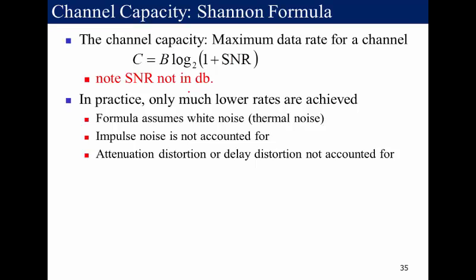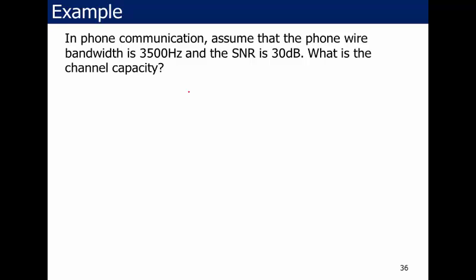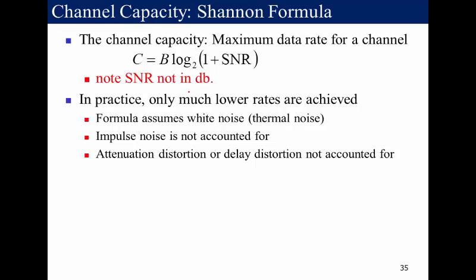The formula assumes white noise, thermal noise, heating. Therefore impulse noise is not counted, attenuation, distortions, all kinds of noises that affect that. So in this case, phone communication, assume that the phone wire bandwidth is 3,500 hertz and SNR is 30 decibel. What is the channel capacity? We need to apply that formula, right?